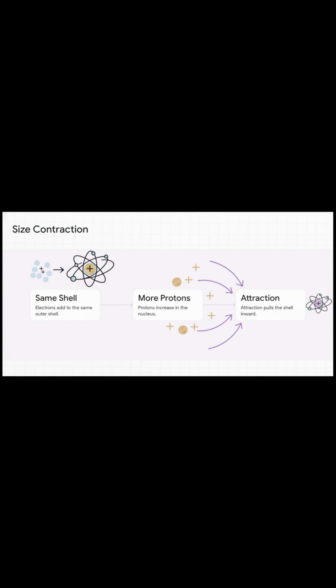Actually, wrong. And this is exactly where the paradox comes in. Because we are moving across the same horizontal period, the new electrons are being added to the exact same outer shell. But meanwhile, protons are increasing in the center nucleus. So you have this stronger positive charge in the center pulling on a negative shell that isn't getting any further away. This electrostatic attraction acts like a super powerful magnet.